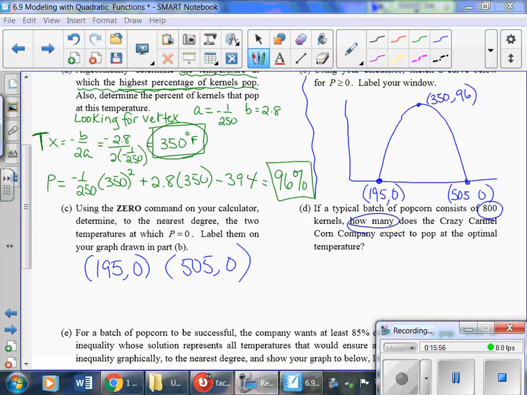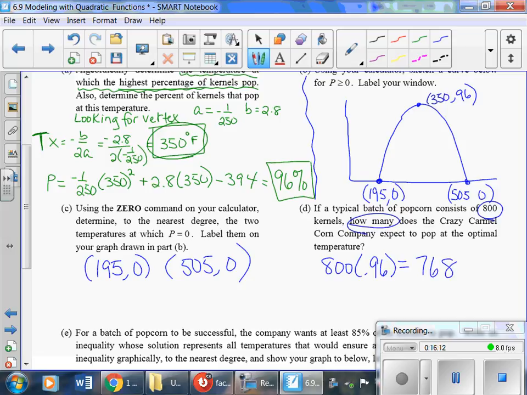We know at 350 degrees, we get 96%, right? So if we have 800 kernels times 96%, and remember, we don't deal in percents, we deal in decimals, 0.96, and we get 768 kernels. So a typical batch of popcorn of 800 kernels at 96% is 768 kernels expected to be popped.